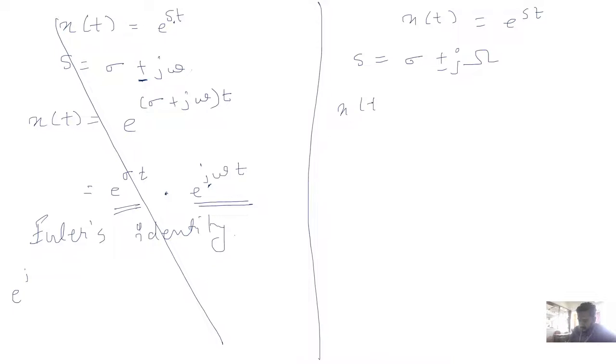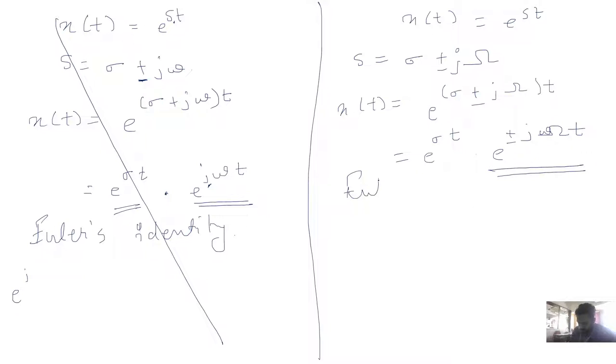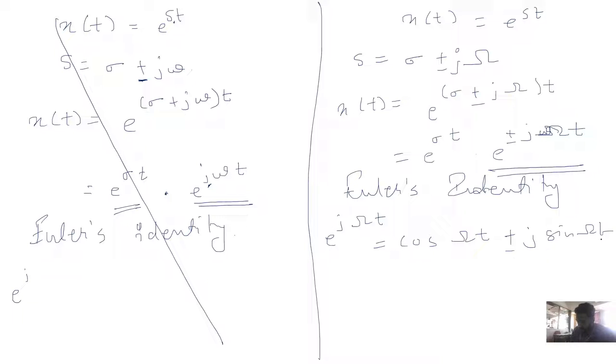Therefore x of t is equal to e raised to sigma plus j omega t, and this is equal to e raised to sigma t into e raised to plus or minus j omega t. To this I am applying Euler's identity. I can apply Euler's identity only because of the presence of the j over here. Therefore e raised to j omega t is going to be cos of omega t plus j sin omega t, and this is plus or minus omega t.